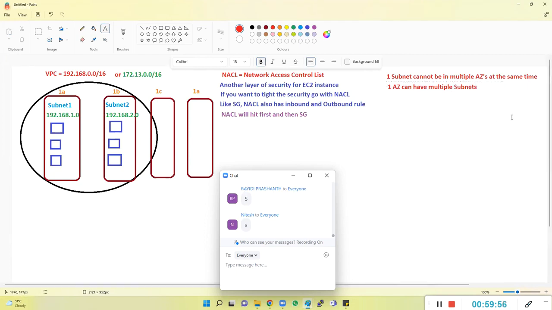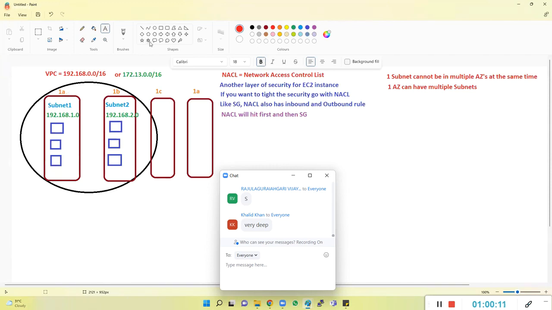See how deeply we are going, guys. Good. So now come back here. We understood what a subnet is and the relation between subnets and availability zones.